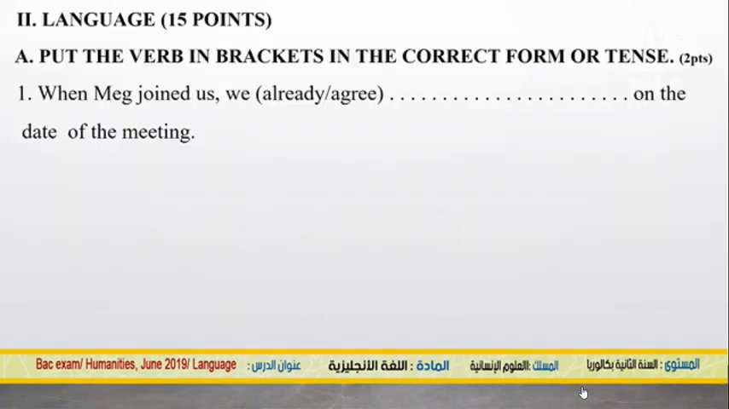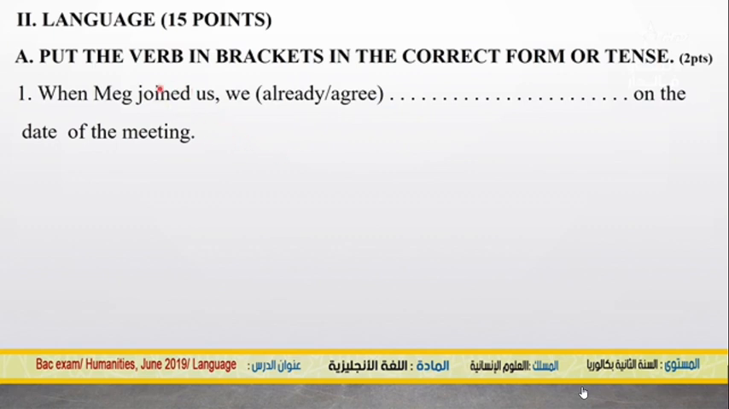Exercise A. Put the verb in brackets in the correct form or tense. Number 1, when Meg joined us, we already agree, gap on the date of the meeting. Here in this exercise, you need to pay attention to what? To indicators, time indicators.